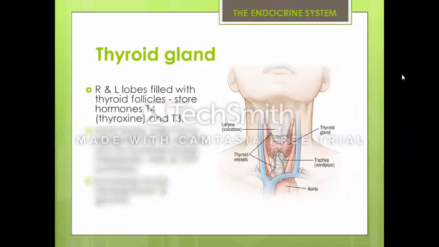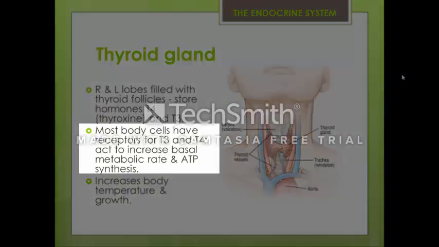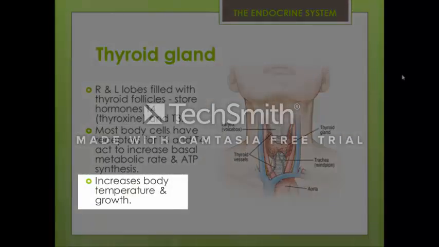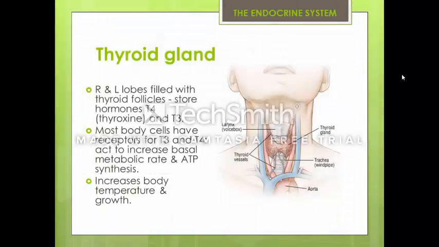The thyroid gland is a butterfly-shaped gland just below the larynx, and most of the right and left lobes are filled with thyroid follicles which store the thyroid hormones T4, thyroxine, and T3. Most body cells have receptors for T3 and T4, and these hormones act to increase basal metabolic rate and ATP synthesis. This increases temperature as well as growth. Their synthesis and release is promoted by appropriate hormones from the hypothalamus and the anterior pituitary gland.